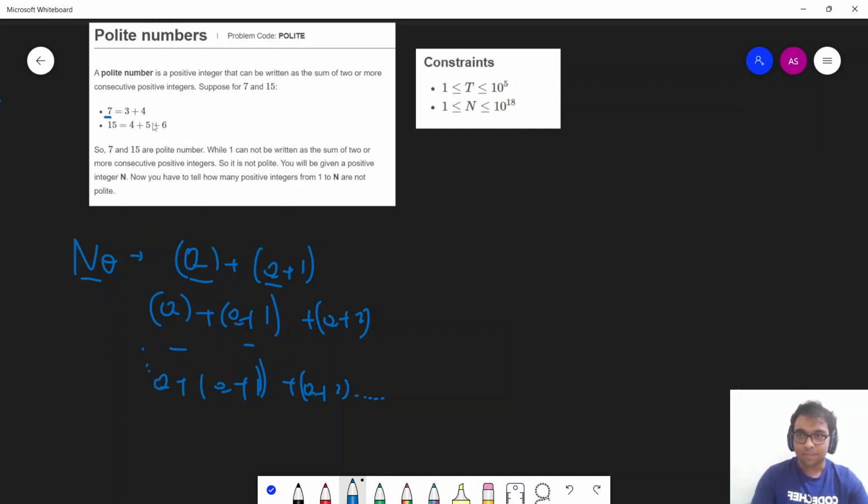As you can see in the example, 7 can be represented as 3 plus 4, and 3 and 4 are consecutive integers. Similarly, 15 can be represented as 4 plus 5 plus 6, and those are consecutive integers. So these numbers are polite numbers.